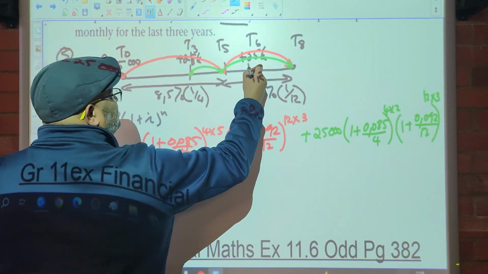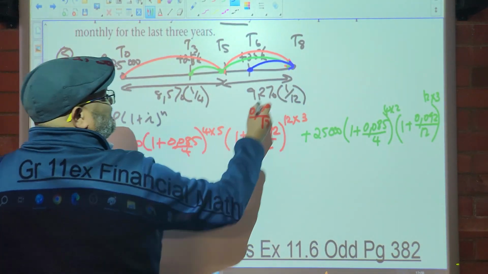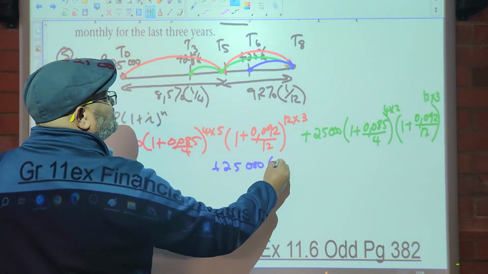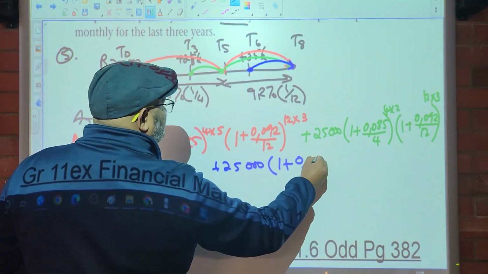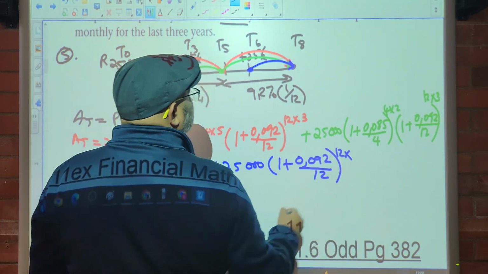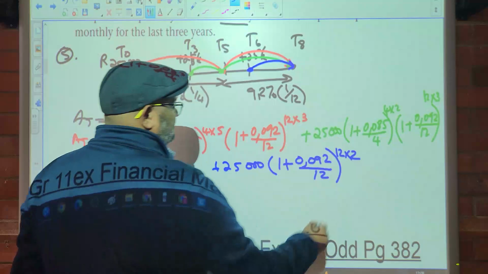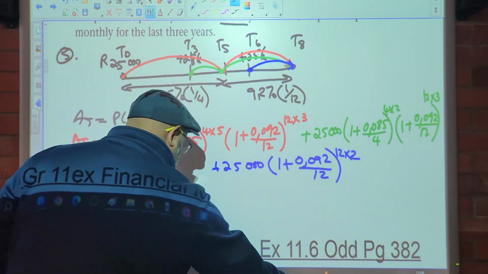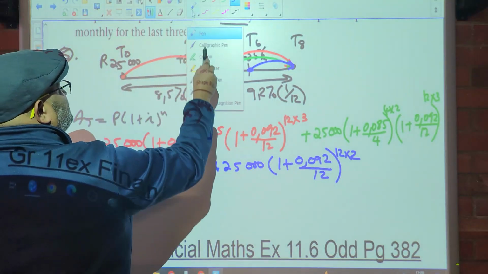Now I'm going to take that 25,000 rand to the end. So it's plus 25,000 rand into 1 plus 0,092 over 12 to the exponent 12 times 2. We've got a lot that you must type in the calculator. I'm sure if I'm going to type this in, it's not going to have sufficient memory. So what am I going to do? Let's just simplify it a bit, okay?